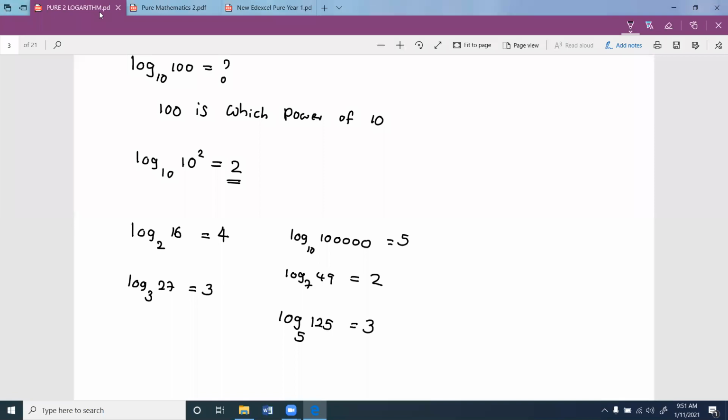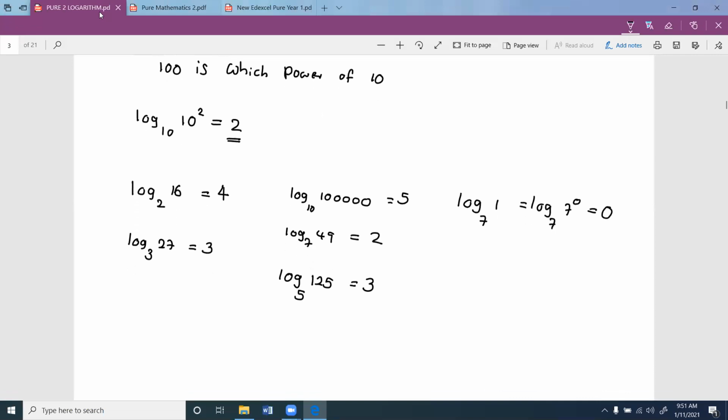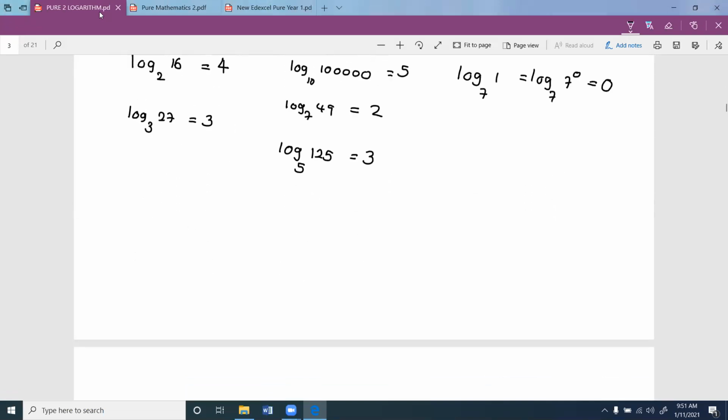Right. Then this one, log 7, 1. We know that any term to the power 0 is 1. So 1 is 7 to the power 0. So the answer is how much? Answer becomes 0. So simply you can write this answer. Right. Now let's go over a little bit of extensions for this graph.